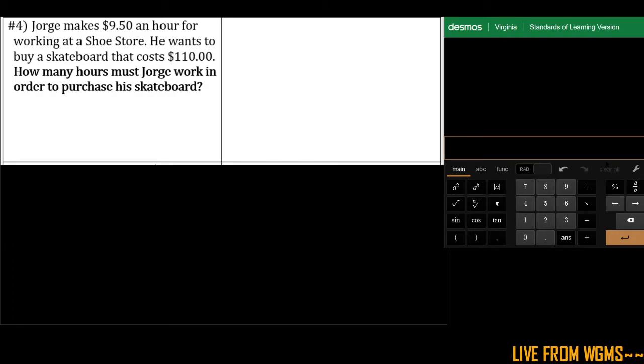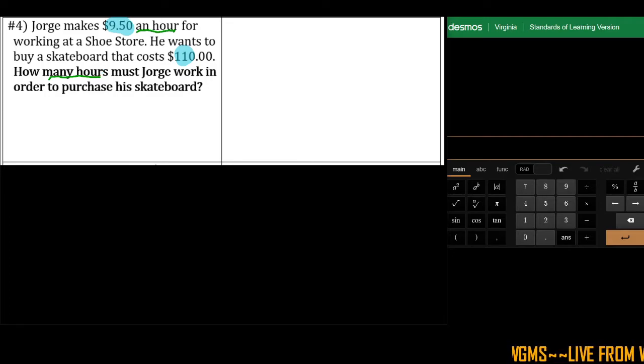So make sure that you're saying not only those values are important, so I'm going to have 9.50 and 110, but you have to also understand it's per hour. So it's each hour that they work, it's getting 9.50. So you have to have a full hour to get that $9.50. So then it's asking how many hours must Jorge work in order to purchase the skateboard.